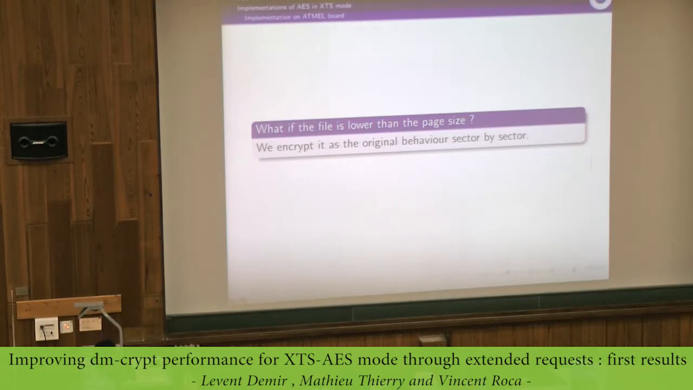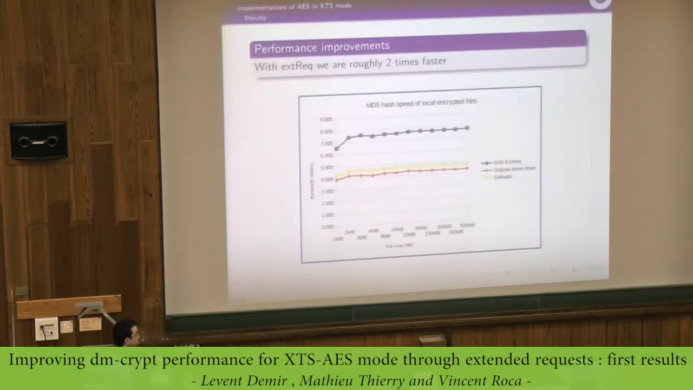And what if the file is smaller than the page size? We encrypt it as in the original behavior, sector per sector, so it's not a problem. So now we will see the results with the extended request. About the test procedure, we have a container. Inside we create a file system, we add files, and we run the MD5 operation on each file. Here you have the file sizes. Why the MD5 operation? Because it's difficult to know the end of the encryption or the decryption, and thanks to MD5 we can measure this time accurately.